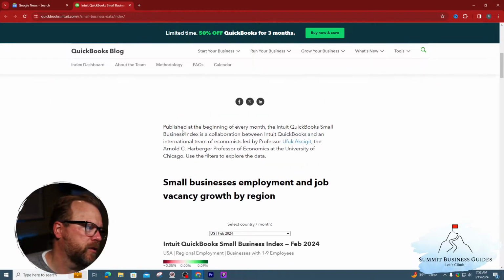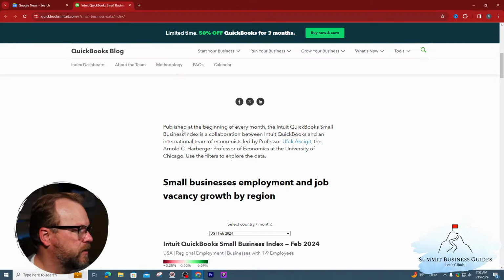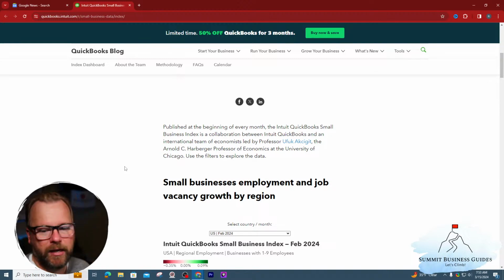The Intuit QuickBooks Small Business Index is a collaboration between Intuit QuickBooks and an international team of economists led by Professor, can't say his name, I'm going to mess it up, the Arnold C. Harberger Professor of Economics at the University of Chicago. And they have a lot of filters in different areas in it. I was checking it out yesterday on my Twitch stream. So there's a lot of good stuff. Thought I'd bring it over to YouTube.